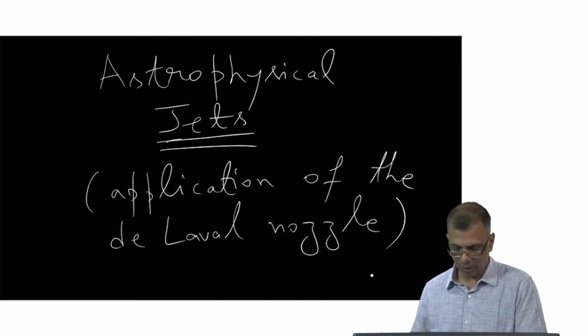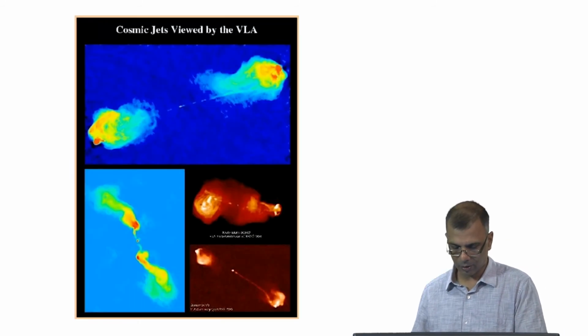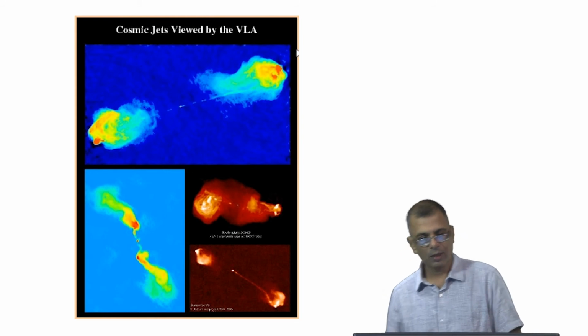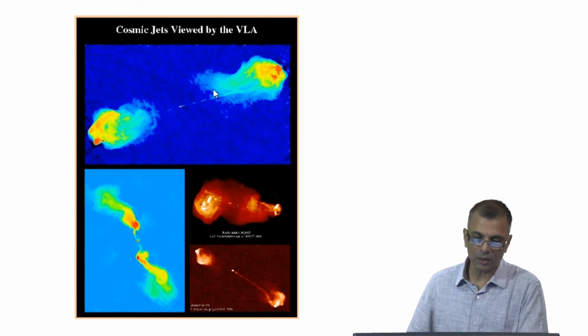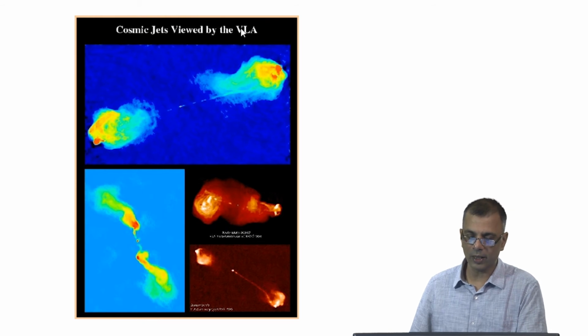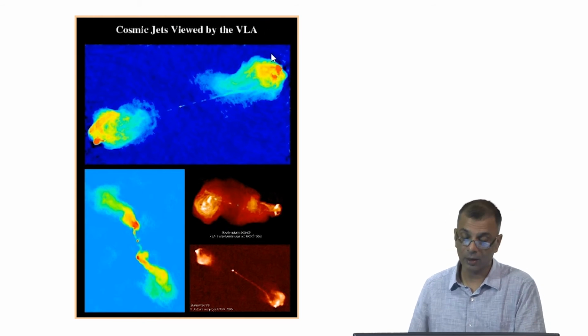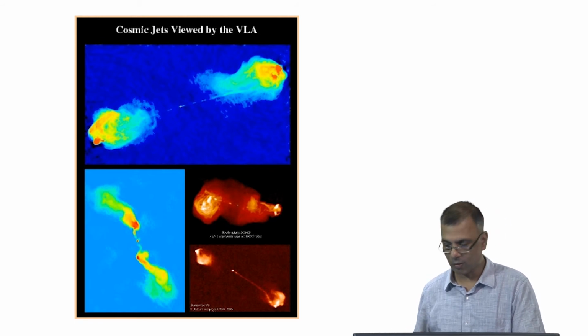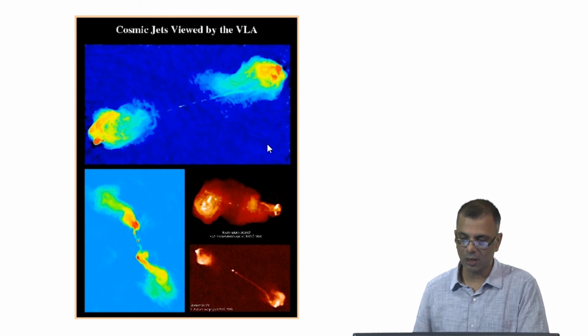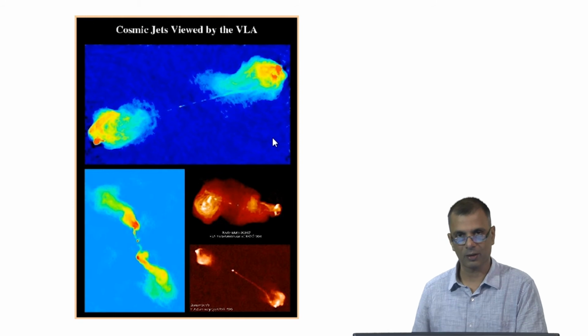Okay, so let me show you a picture. This, right? So what is this? These are cosmic jets viewed by the Very Large Array. And these are essentially what are called radio images. These images are obtained at radio frequencies.